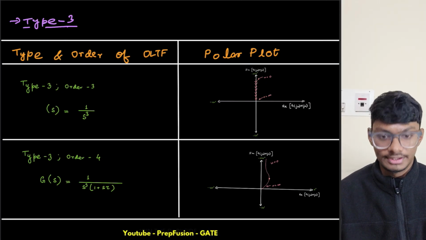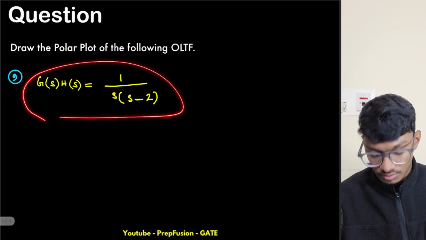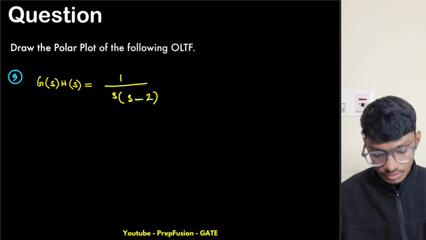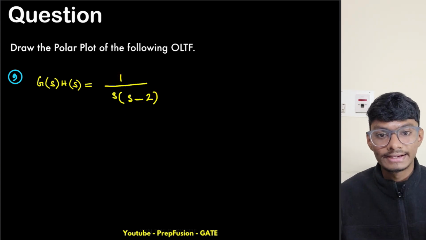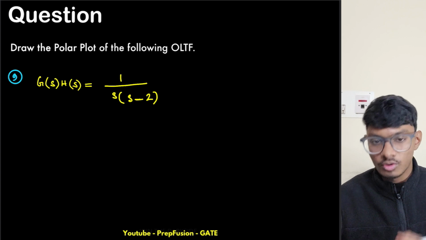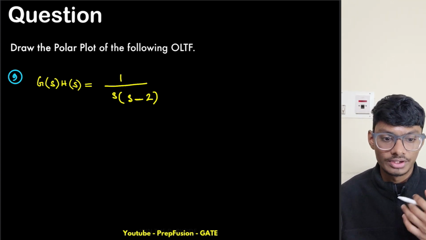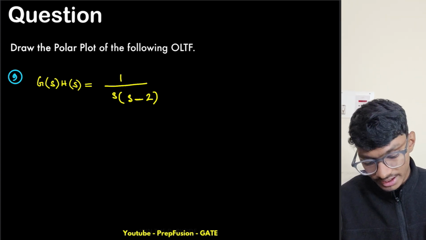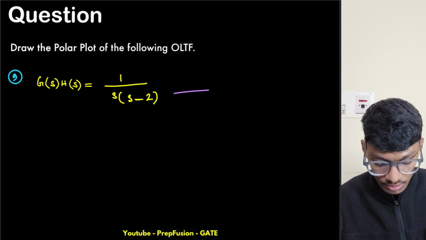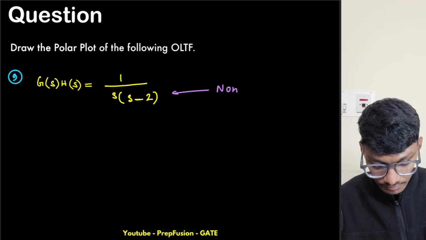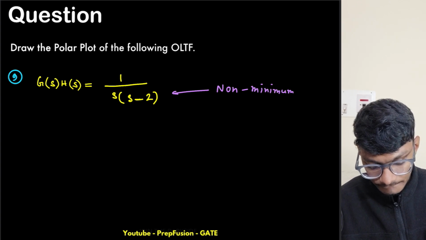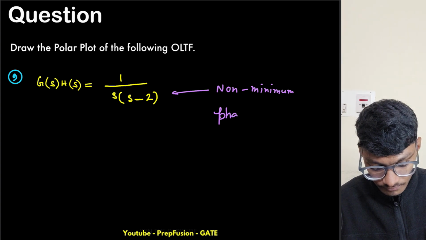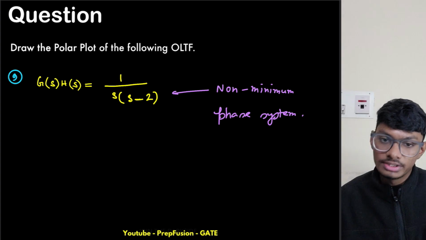Okay, let's go for the next question. In this question, what do we observe? We observe the location of the poles, and the location of the pole is at the right hand side of my S plane. When a system has a pole at the right hand side of the S plane, we call it a non-minimum phase system.